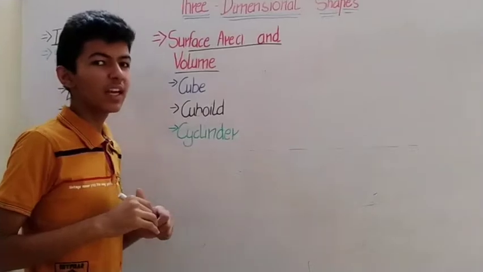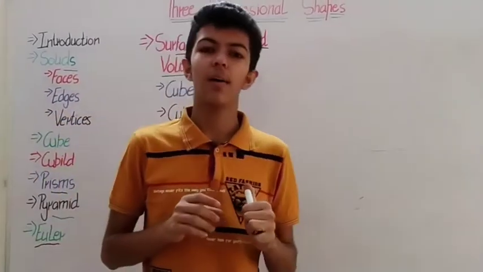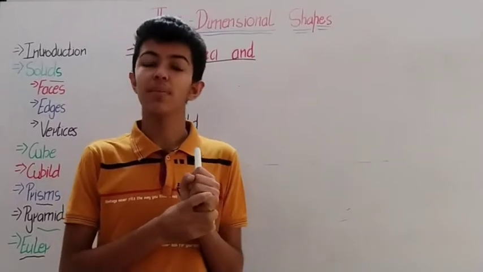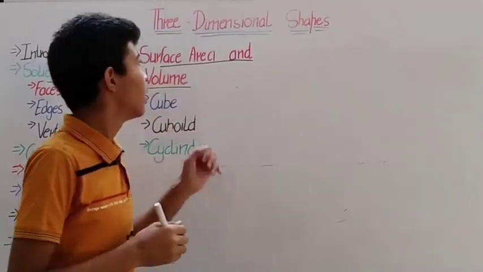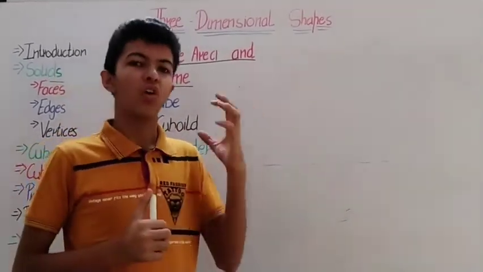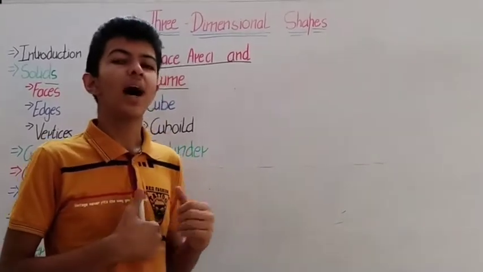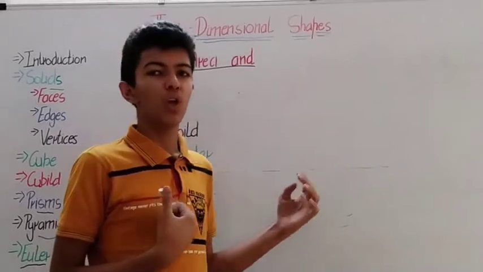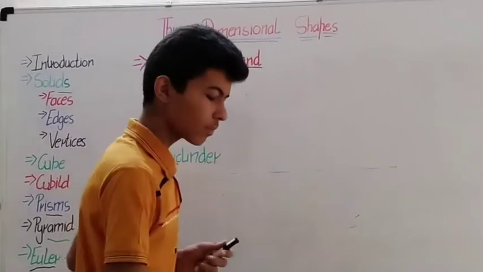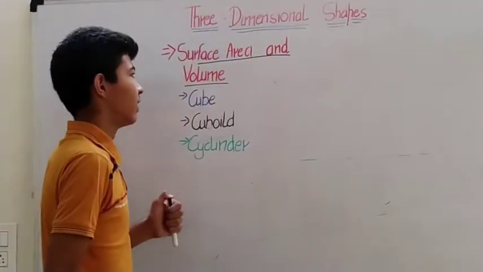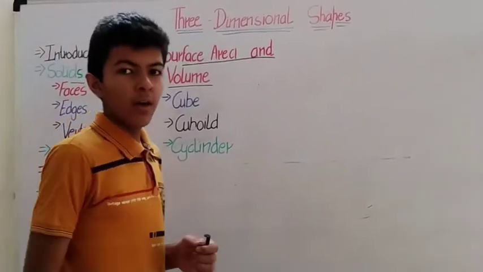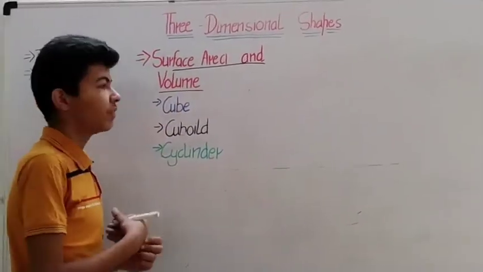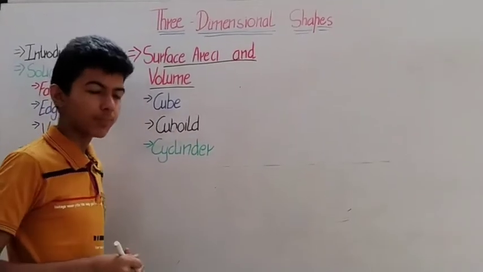What is the surface area? If we take an object and have to cover it with paper, what is the minimum length of paper required to cover the solid shape? And the volume is how much water can fit in it. In this grade, we are only going to learn about the surface area and the volumes of the cube, cuboid, and the cylinder.